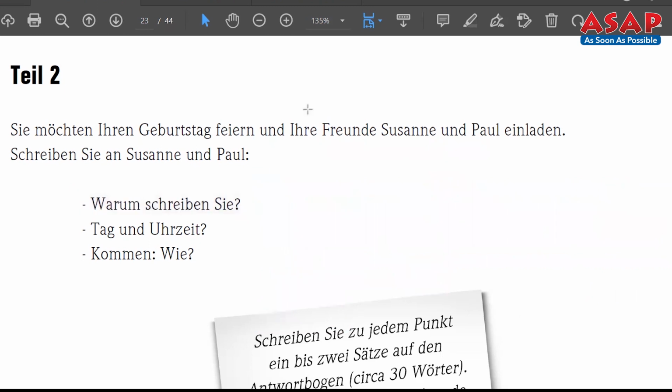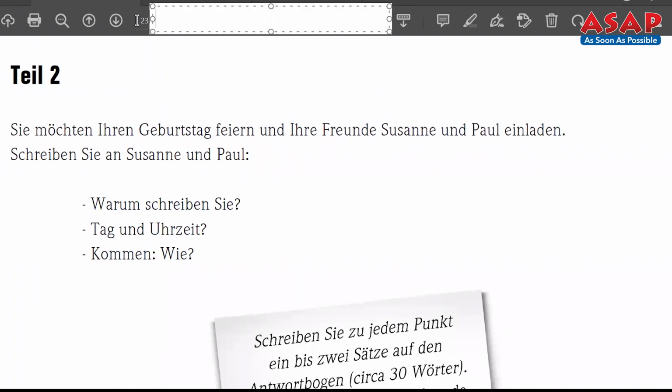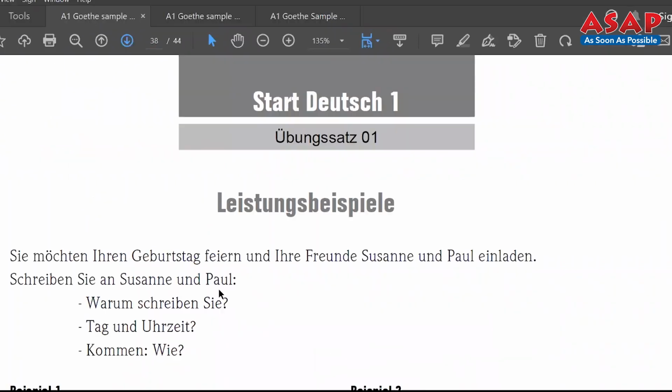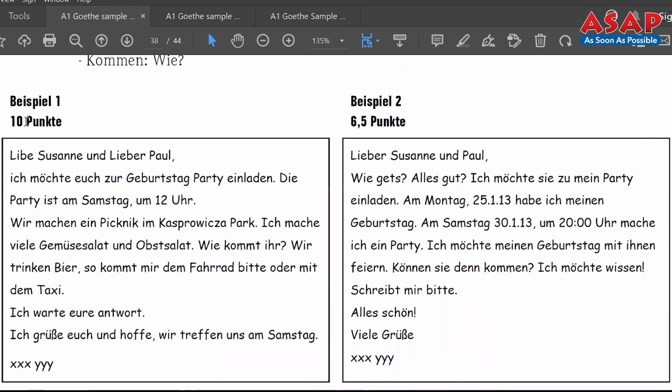Yes. So we'll check what Goethe Institute has given. This is, as you know, a sample question paper. So we will also check what sample answer Goethe Institute has given. Okay. So this is here.